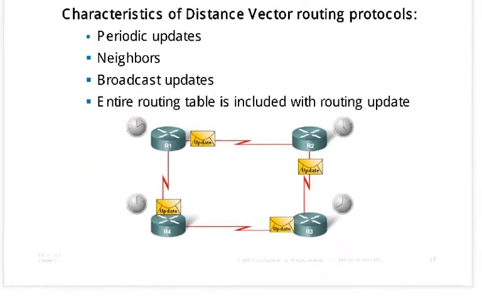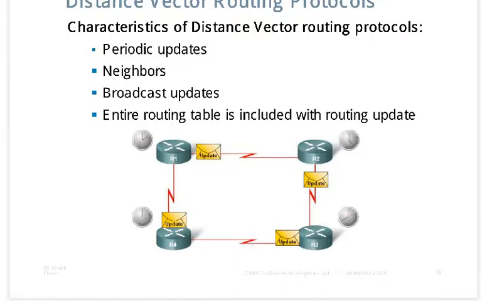So the routing updates work as broadcast updates to the neighbors only, and they happen periodically. The entire routing table is included in the routing update. Every time, the entire routing table is picked up, inserted in the route update, and then sent. Yeah, they always send it to their neighbors. And how is it sent? Broadcast to the neighbors. It's like a one hop broadcast.